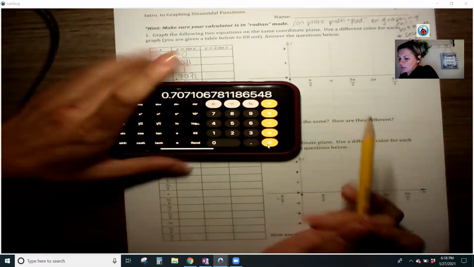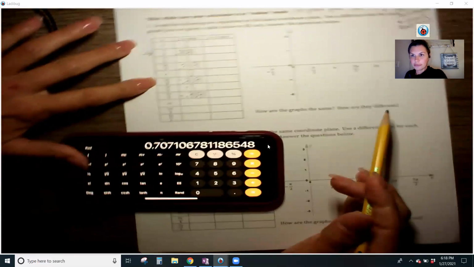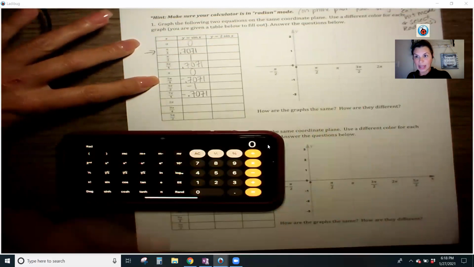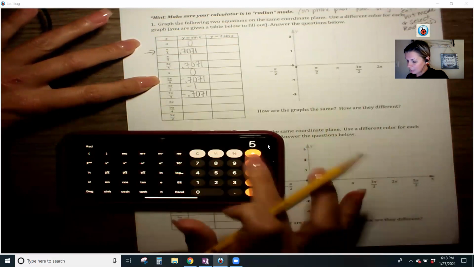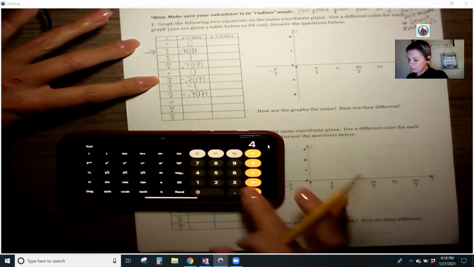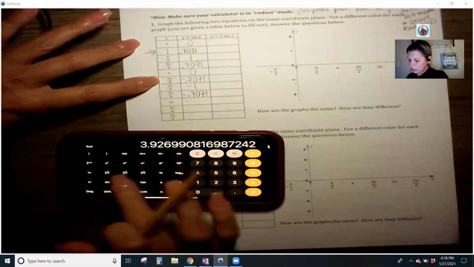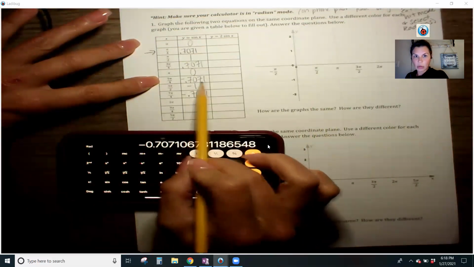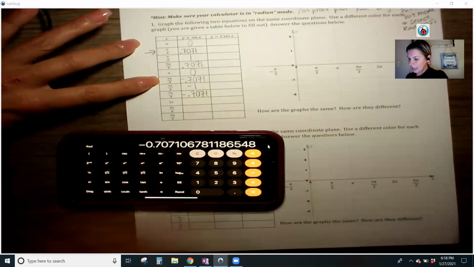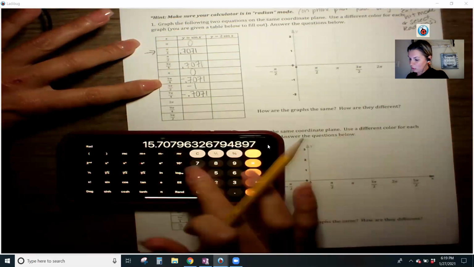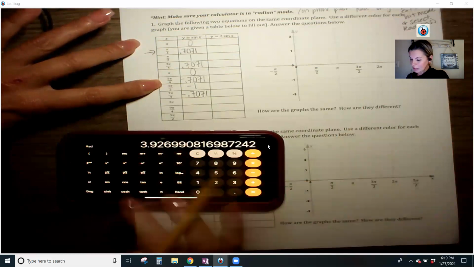Okay, let's try another one. Let's try 5 pi over 4. Okay, so 5 pi over 4 means 5 times pi divided by 4. So we're going to enter that in our calculators. 5 times pi equals, and then divided by 4. Okay, and then we want the sine of that. So sine, and that's where I got my negative 0.7071. Okay, so again, I did 5 times pi equals, divide that by 4 to get 5 pi over 4, and then take the sine of it.